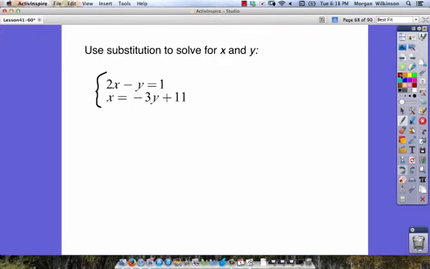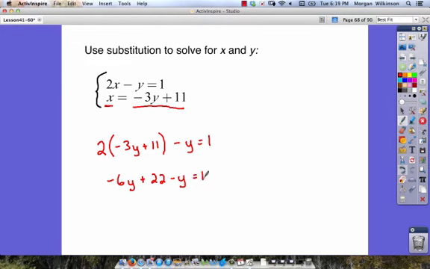Now in order to do that, what this says is we know what x is. x is negative 3y plus 11. So wherever we see x in our first equation, we're going to substitute negative 3y plus 11. Then we can solve. So we're going to get 2 times (negative 3y plus 11). Remember, whenever you substitute values in, you want to use parentheses. Minus y equals 1. We can use distribution now. 2 times negative 3y, well that's negative 6y, plus 2 times 11, that's 22, minus y equals 1.